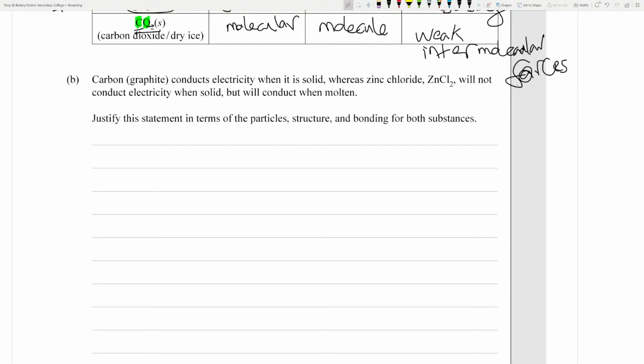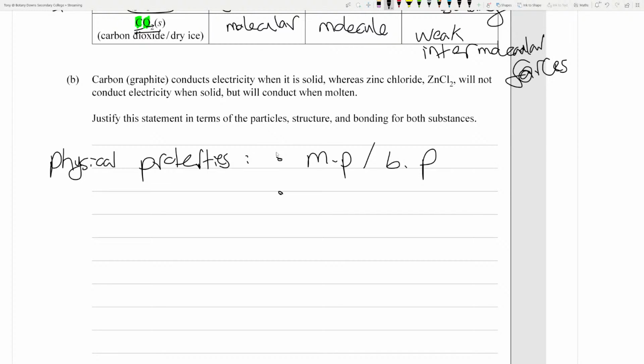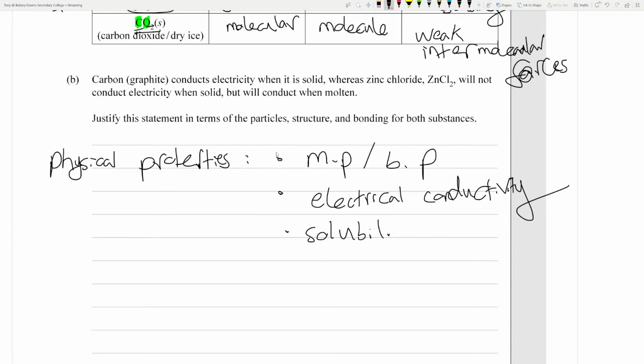Right. Next one. And then the next bit is looking at the physical properties. Okay, so the physical properties are the following. Again, I'm speed running this paper, but these are the things you need to look at: melting point / boiling point, electrical conductivity, solubility, and malleability. Okay, so these are your four main properties.